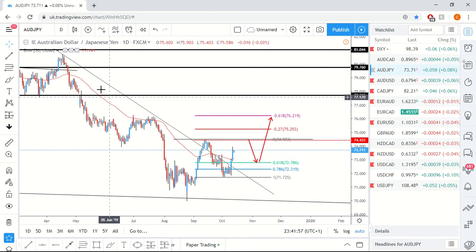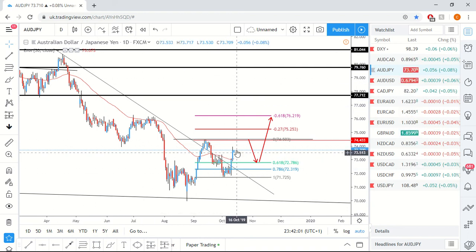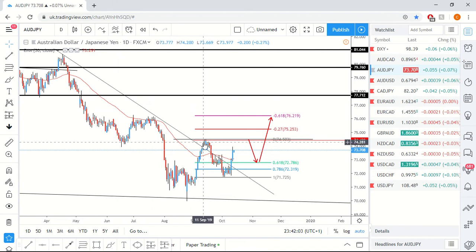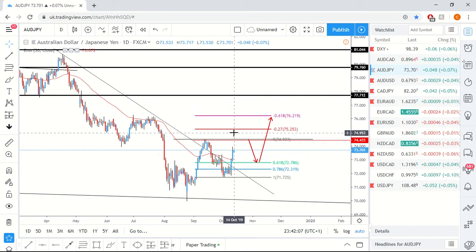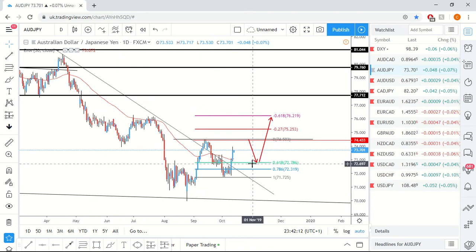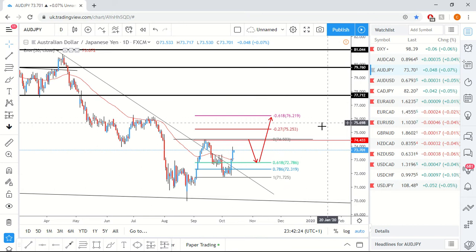So as you can see here, we have had this breakout, come back in, and then we broke out again. And what we're looking for is price to come up to this previous high, and become a little bit higher. Then we want to see a correction down to our golden pocket level, one of our Fibonacci levels, and then we want to push this higher, up to the minus 0.27 or minus 0.618 Fibonacci level, which could see a nice few hundred pips.